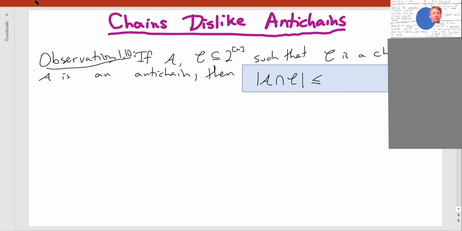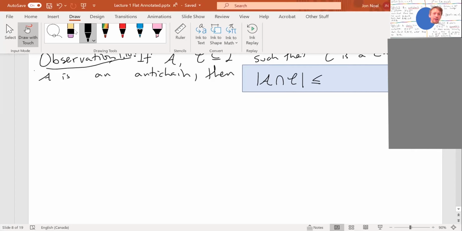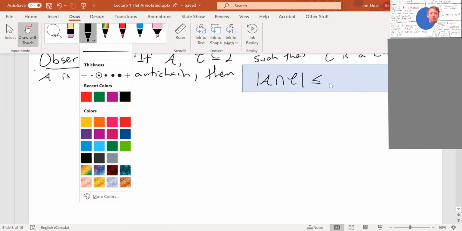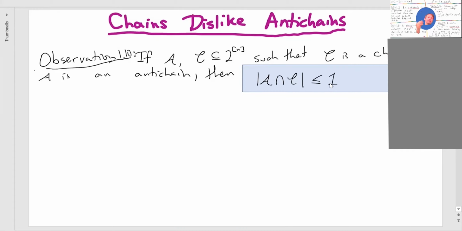So if you have an antichain and a chain, they can contain at most one common element. If you think about graphs, the cliques and the independent sets, that's kind of clear, right? If you have a complete graph and an independent set, they could share one vertex, but they can't share more. So that analogy works here as well.